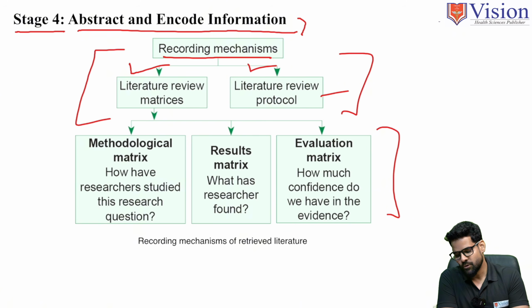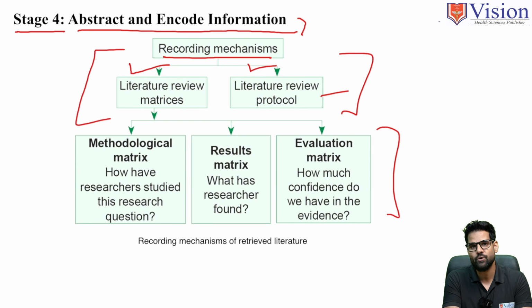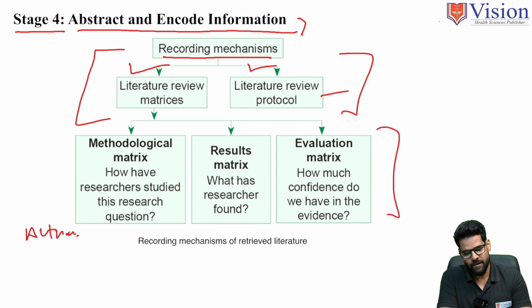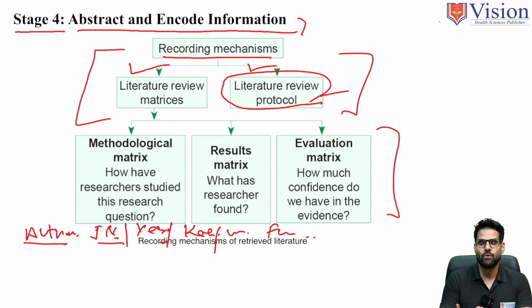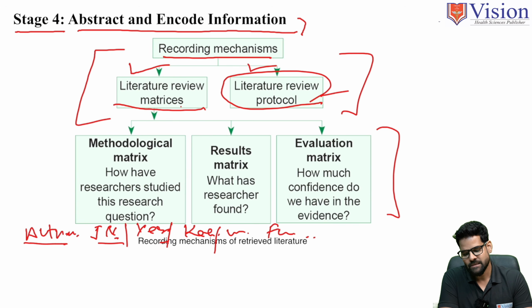So what are literature review protocols? It is nothing, just make a record of things like author name, then the journal name, then the year of publication, the key variables, findings, all the details, in the form of literature review protocols. Protocols are ready-made templates which are available, and you just save that. Whereas literature review matrices are also maintained. We have 3 types of matrices: methodological, result, and evaluation.